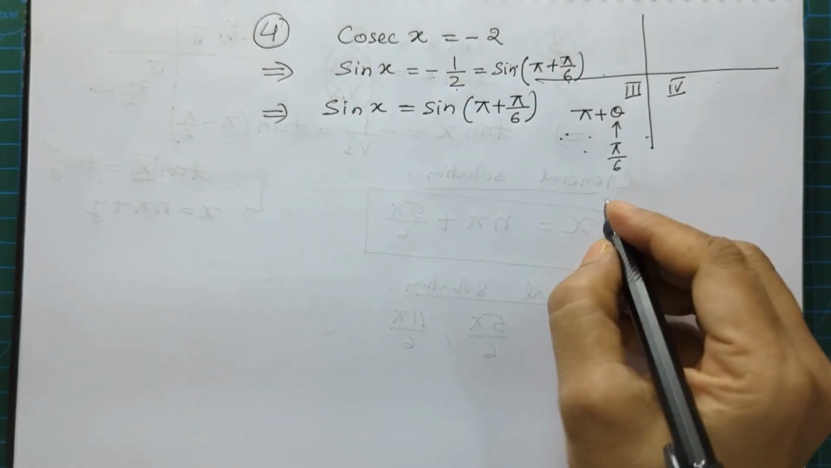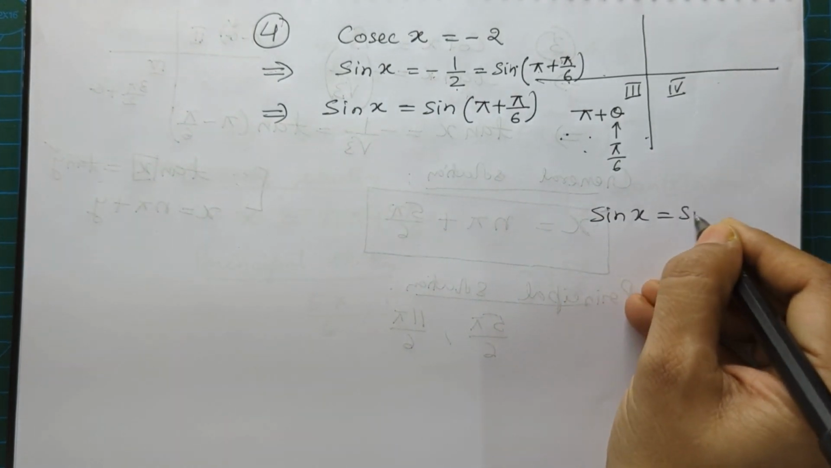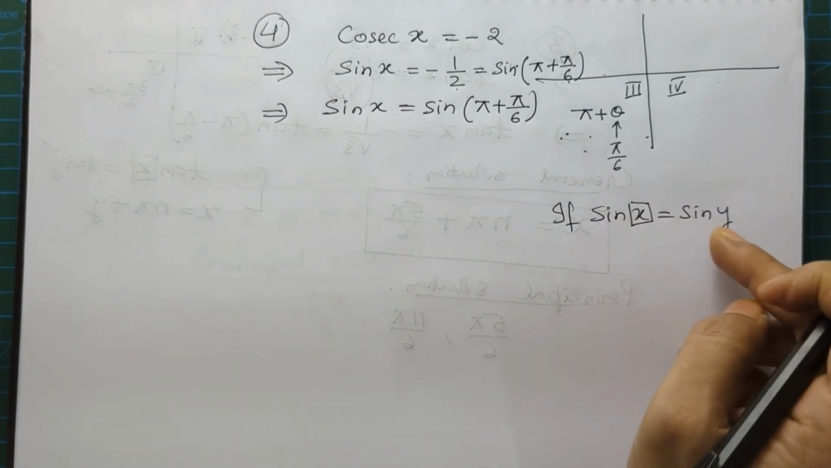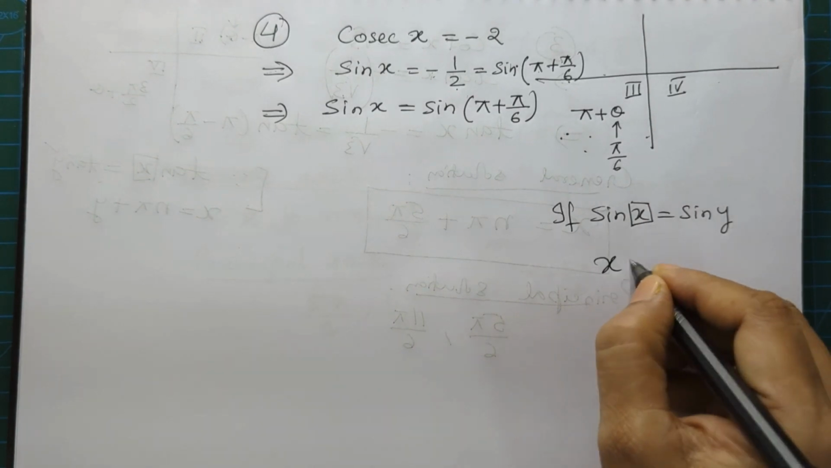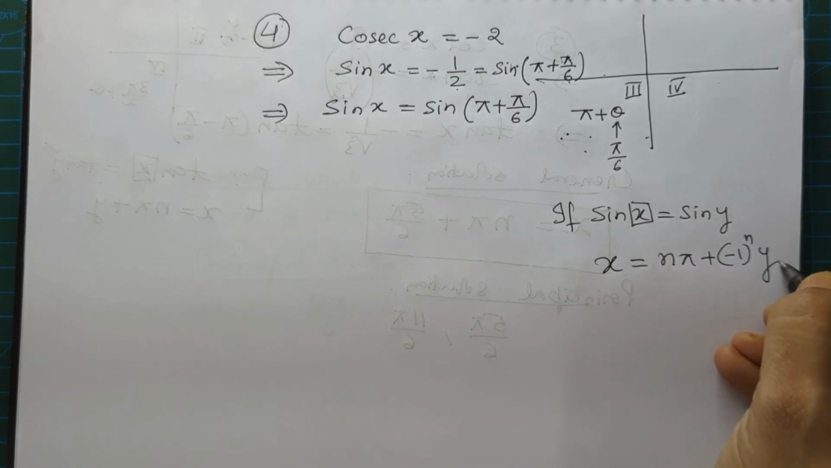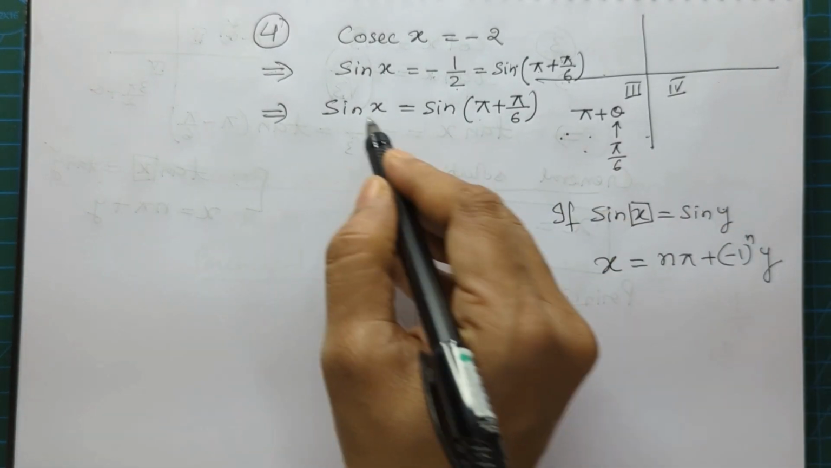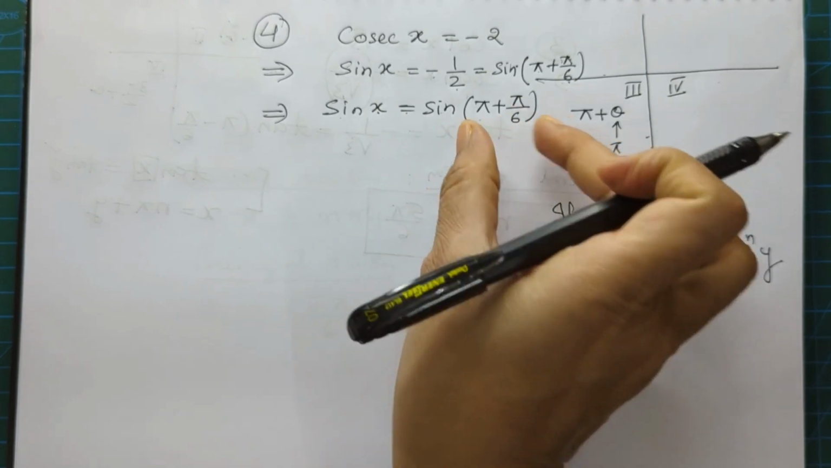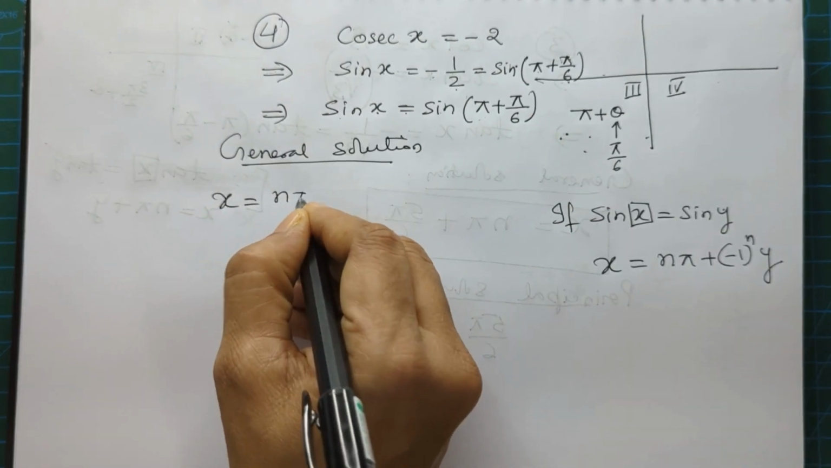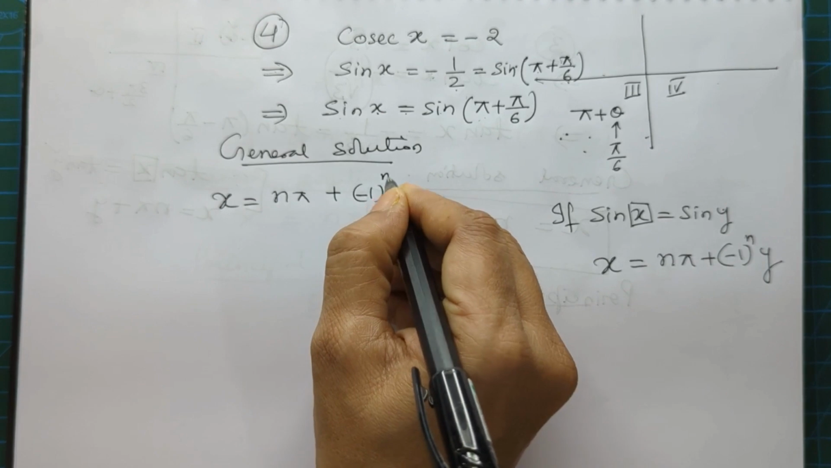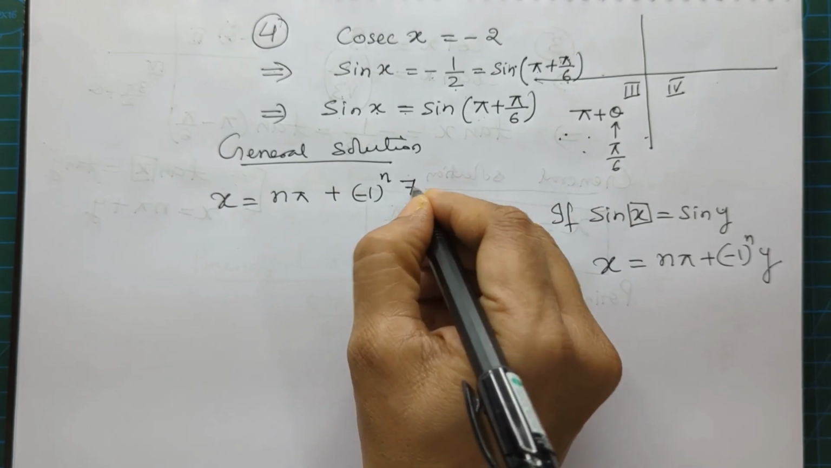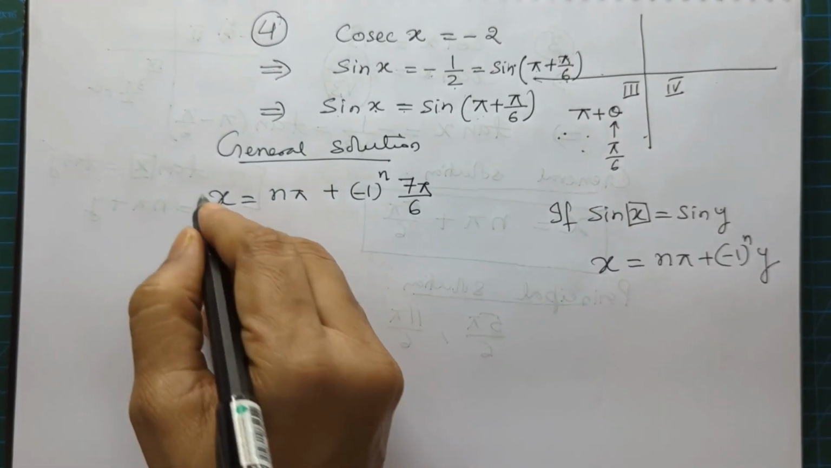This is in the form of sine x is equal to sine y, and if sine x is sine y, then x is called the solution to this trigonometric equation, which is x is n pi plus minus 1 to the power n y, and y is this angle. So what is the general solution? N pi plus minus 1 to the power n y. And what is this angle? 6 pi plus pi, that is 7 pi by 6. So this is the general solution.